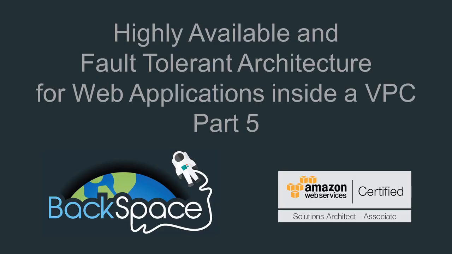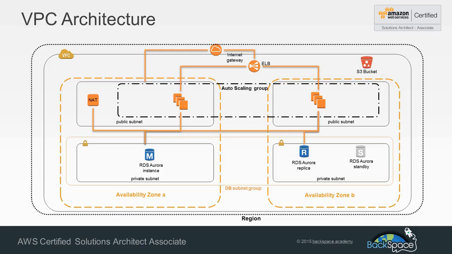Welcome back to the Backspace Academy lab on highly available and fault-tolerant architecture for web applications inside of VPC. In this lesson we're going to go through creating an RDS Aurora instance and also creating a read replica for that instance. The first thing we're going to do is to create a DB security group, a security group specifically for the RDS Aurora instance.